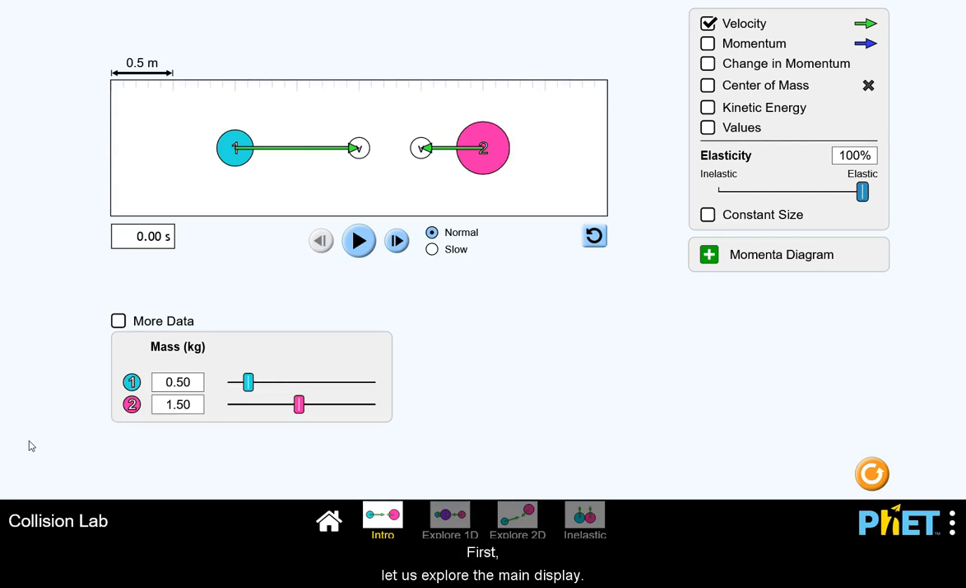First, let us explore the main display. What you are going to see are representations of two objects, 1 and 2, of masses 0.5 kilograms and 1.5 kilograms respectively. The arrows represent their velocities at the time displayed.